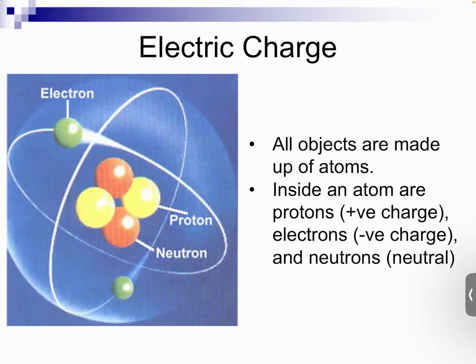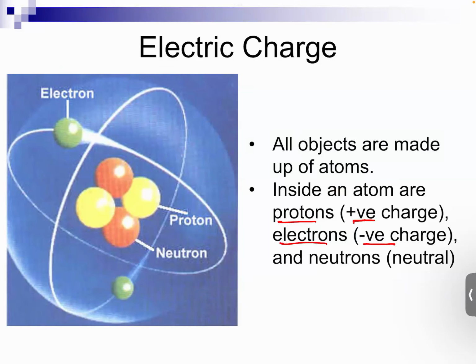thing that makes up all matter, or everything on Earth. Okay, everything on Earth consists of atoms. And inside an atom, you have protons. Protons, we know, are positively charged. In the atom, we also have electrons. Electrons, we know, are negatively charged particles.